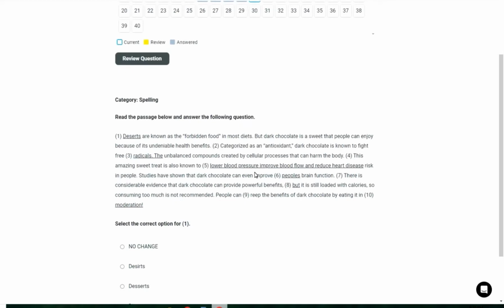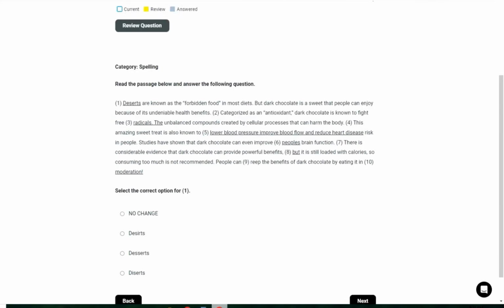Read the passage below and answer the following questions. Desserts are known as the forbidden food in most diets, but dark chocolate is a sweet that people can enjoy because of its undeniable health benefits. Categorized as an antioxidant, dark chocolate is known to fight free radicals, the unbalanced compounds created by cellular processes that can harm the body. This amazing sweet treat is also known to lower blood pressure, improve blood flow, and reduce heart disease risk in people. Studies have shown that dark chocolate can even improve people's brain function.